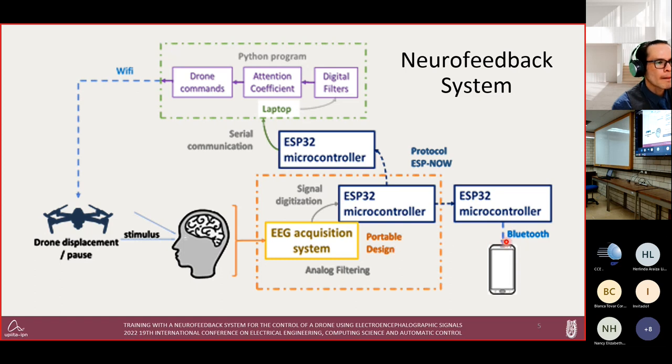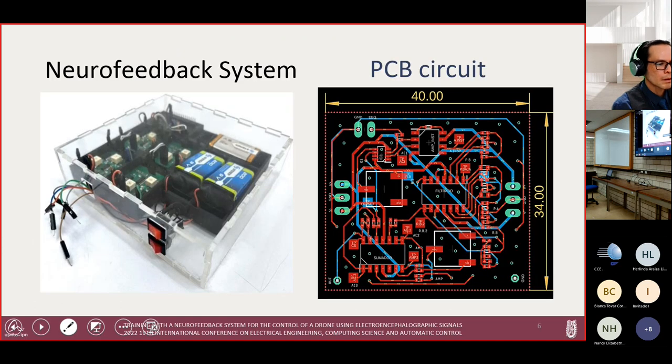Something really important is that we use Bluetooth communication for the backup, and we use Wi-Fi communication with the laptop to send the commands to the drone. But to communicate the EEG system to the laptop, we use serial communication. So we have really different types of communication between those, and we have a protocol to have minimal error between all of the three elements. Well, this is our neurofeedback system.